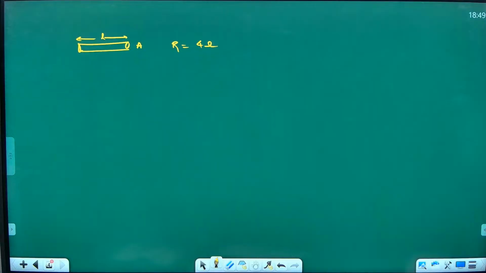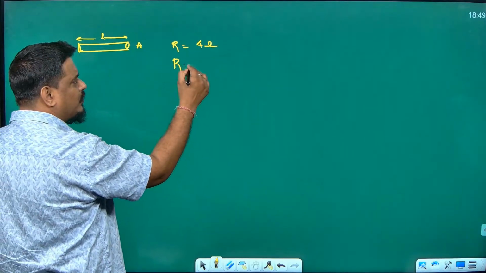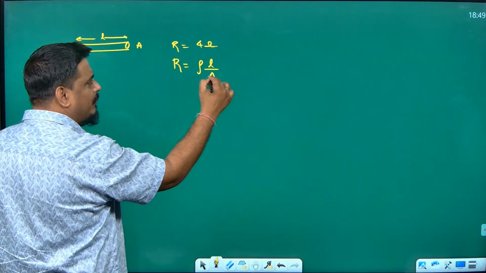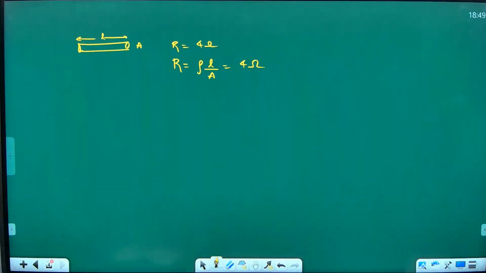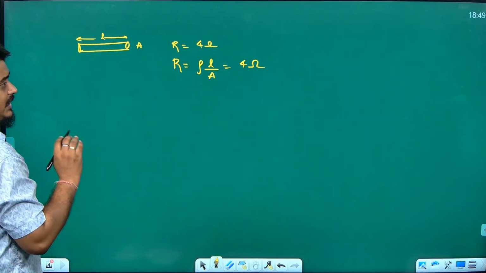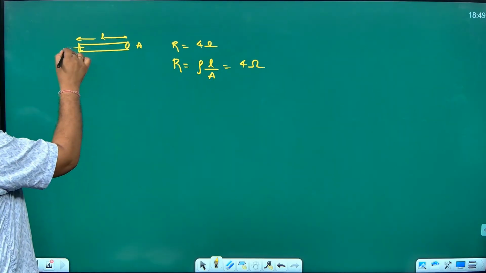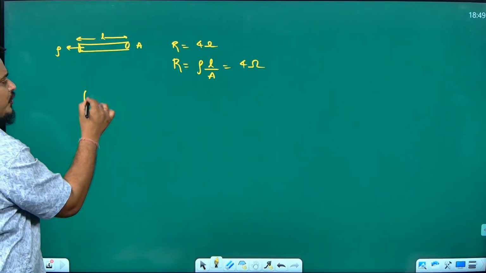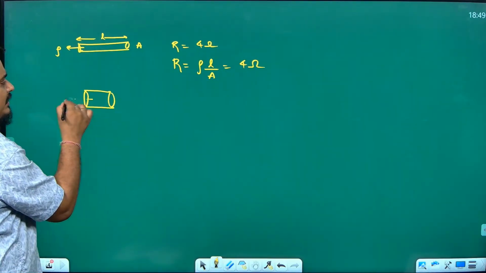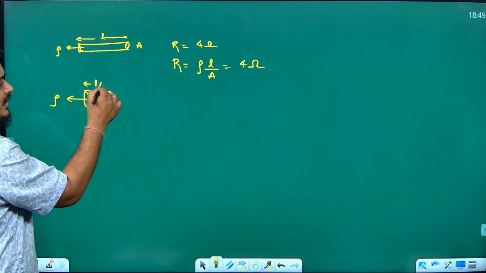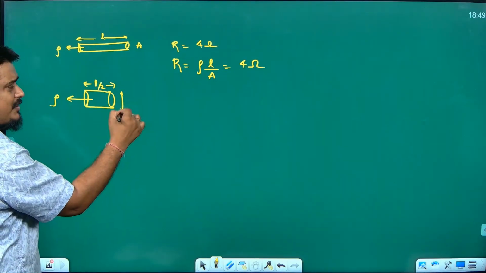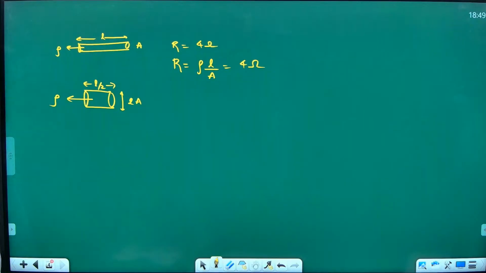What is the formula of resistance, Joshita? R is equal to rho into L by A. This is only given as 4 ohm, right? Yes? Okay. Another wire is taken, same material. It means what is same? Here resistance is rho, here also it will be rho. So another wire, same resistivity because same material. Length is how much? L by 2. Area how much? 2A, right?